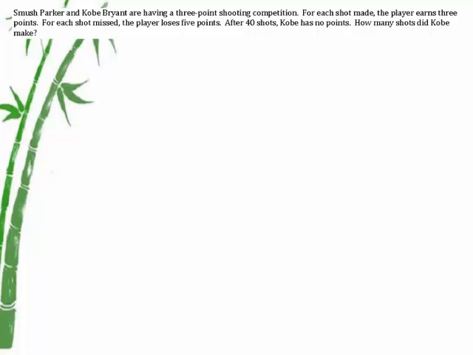So here we have Smush Parker and Kobe Bryant are having a 3-point shooting competition. For each shot made, the player earns 3 points. For each shot missed, the player loses 5 points. After 40 shots, Kobe has no points. And we want to know how many shots did Kobe make.